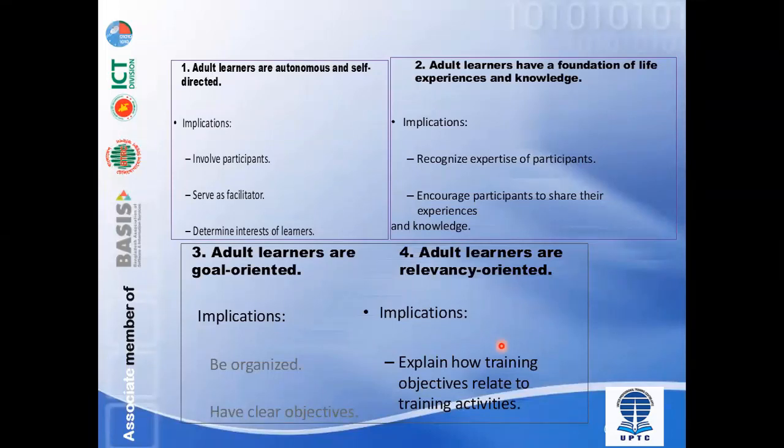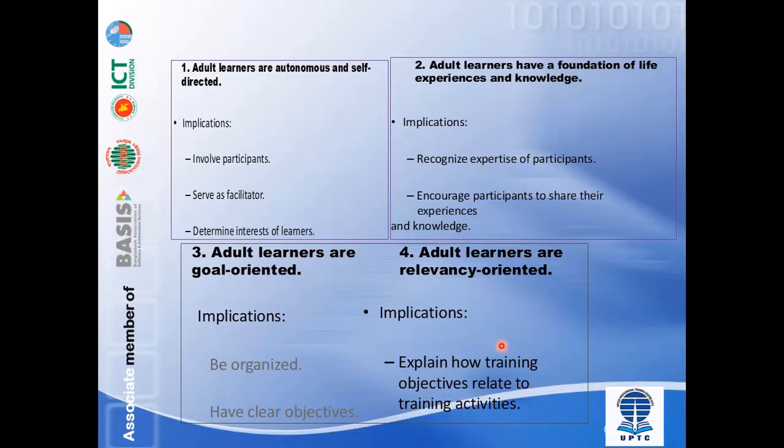So what is the implication for this? It is to recognize the expertise of participants. So if we pick up the initial information from our students, then we should also focus on trying to find out their talents or expertise areas, so that we can always refer to their areas, so that they can feel more connected and more into the session. And then encourage participants to share their experience.